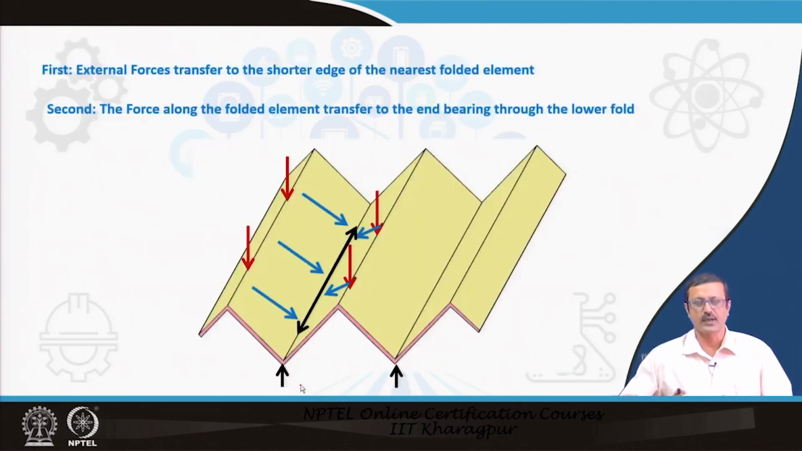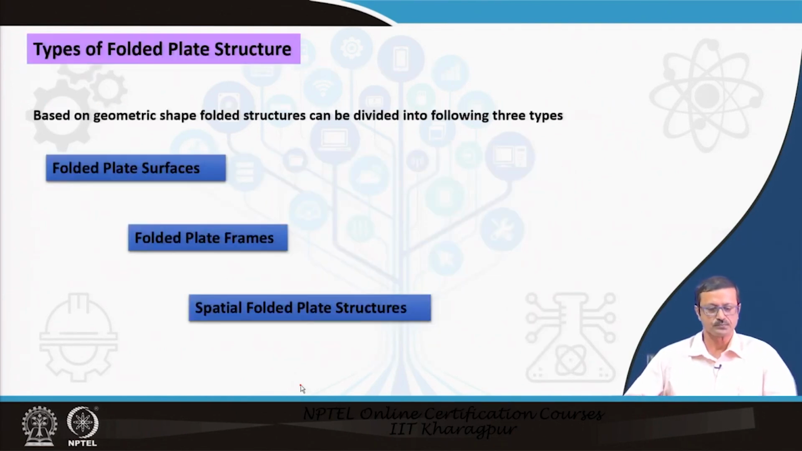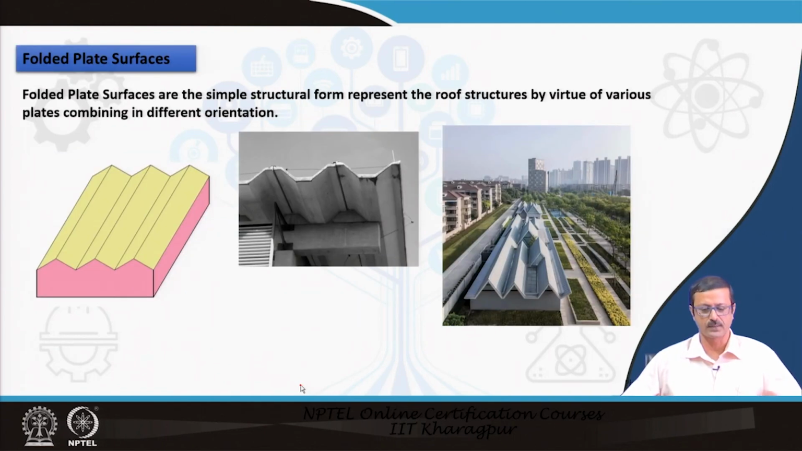So, this is the typical way the folded plate load path is shared by the different plates and finally to the columns. If I want to discuss the types of folded plates, we have three typical types: the folded plate surfaces, the folded plate frames, and the special kind of folded plate. The folded plate surface is where only the roof surface is created by the folded plate, which is very common in industrial structures, bus stands, or sometimes railway stations.